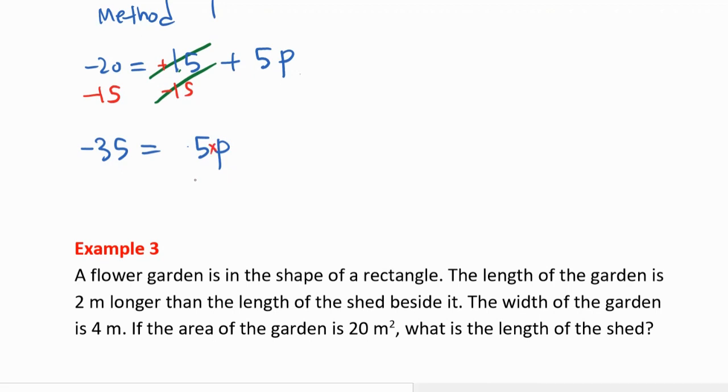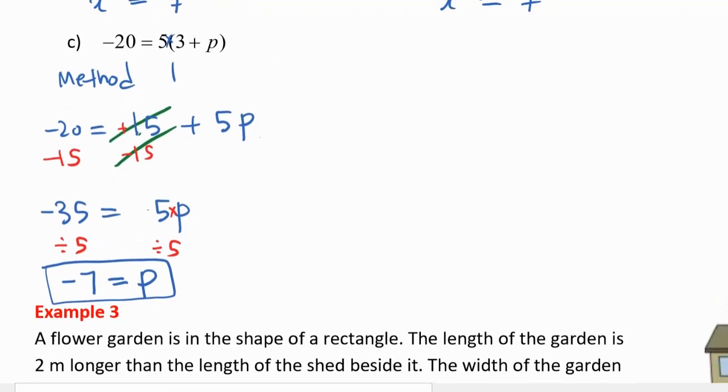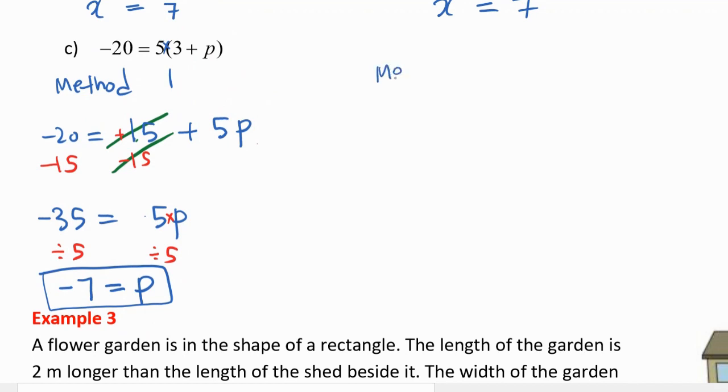So we're going to divide both sides by 5. Then negative 35 divided by 5 is negative 7 equals p. So p is negative 7. So this is the answer. And let's use method 2 and see if we get the same answer.